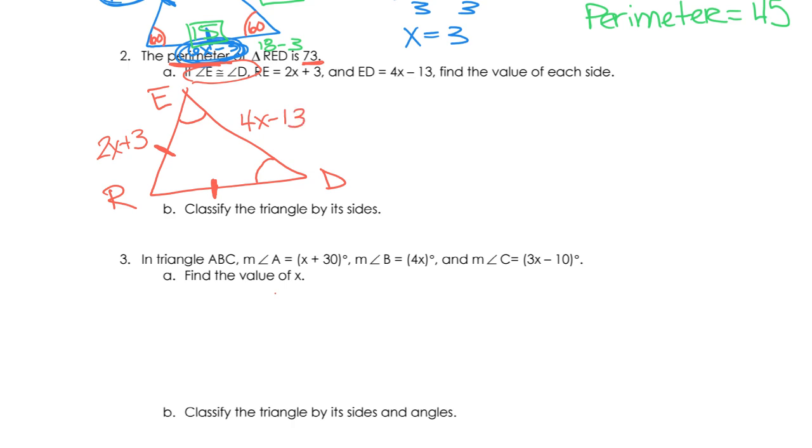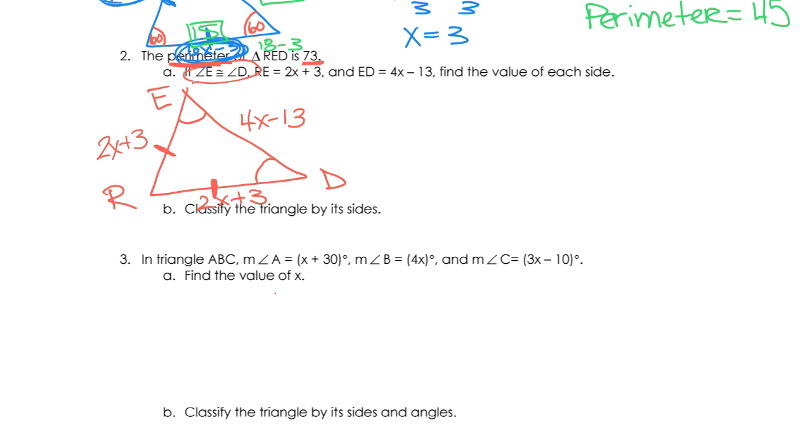And they want you to find the value of each side. So remember, they told you the perimeter is 73, and so we're going to add up all the sides to equal 73, except we're missing a side. However, we were smart enough to mark the two equal angles that they told us and then mark the two equal sides. And because this side called RD doesn't have an expression, but we know that it's equal to RE's side, we're going to go ahead and borrow RE's expression and put 2x plus 3 here.